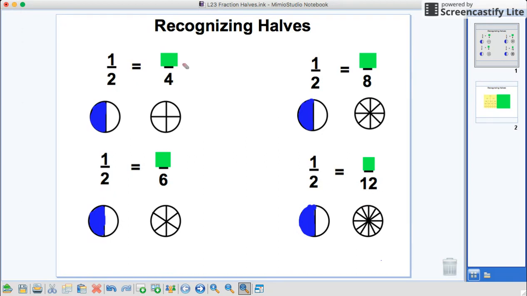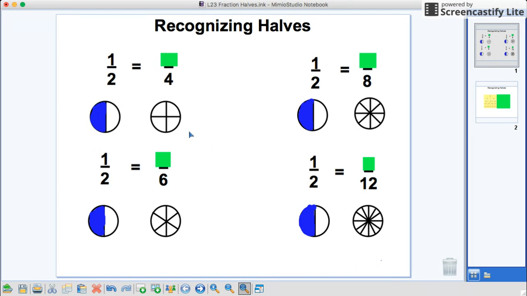Tonight we're going to be talking about recognizing halves. As you see, we have the problem 1/2 equals blank over a denominator of 4. So in our first one, we drew the picture, our circle with 1/2 of it colored. Then we drew a circle and we divided it into 4 pie pieces. Pause the video and color in half of the 4 pie piece circle.